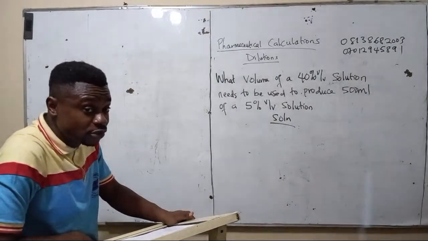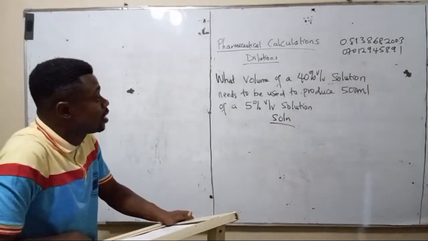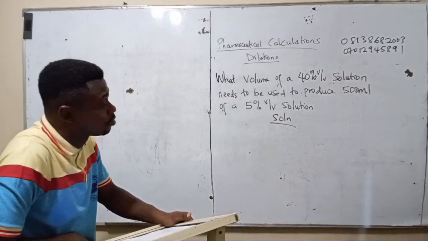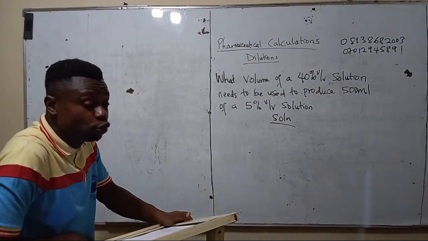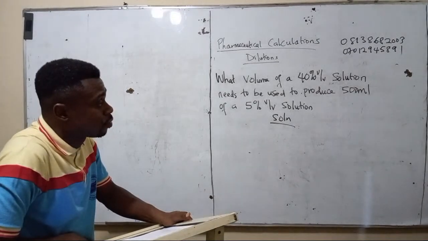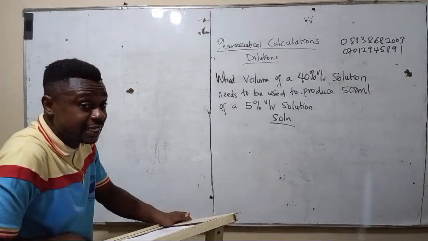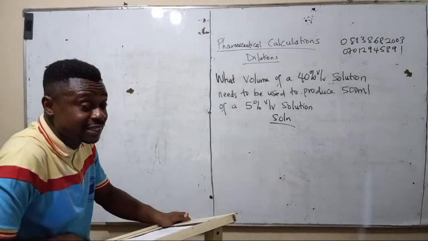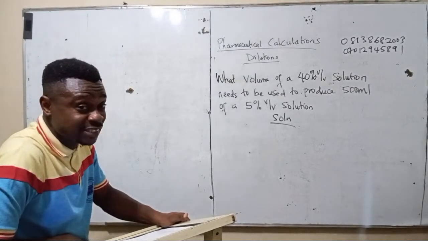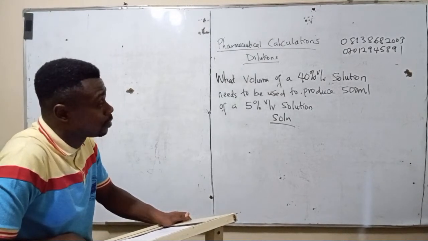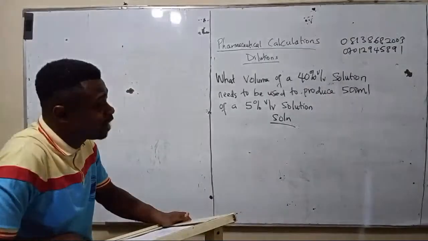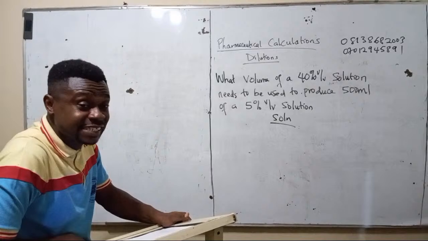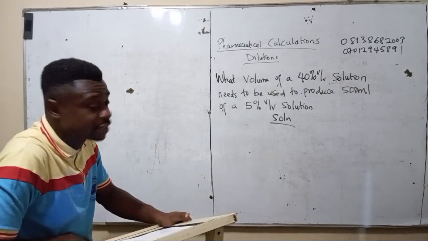The stock solution here has a concentration of 40% volume in volume, but we don't know the volume we need to take and dilute to produce 500 ml that will have a concentration of 5% volume in volume. Another point is that by virtue of the percentage being in volume, it's clear that this is the case of liquid and liquid.